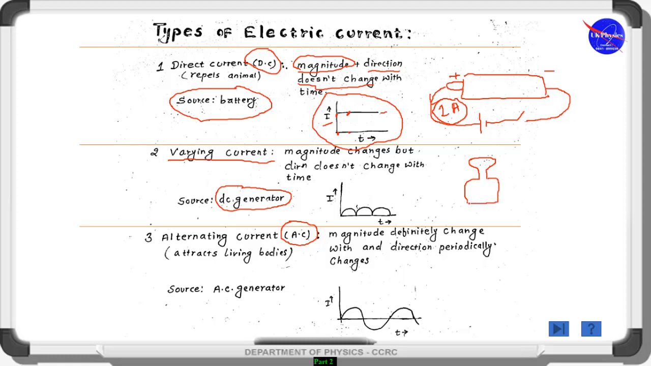This is a dynamo, and the head of the dynamo is connected to the tire of a bicycle. When the tire rotates, the head of the dynamo also rotates. So the rotation of the head of the dynamo depends upon the rotation of the tire of the bicycle. So obviously there might be a change in the magnitude of the current developed.